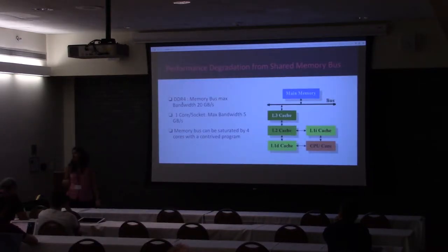So what do we know about the current DDR structure? With current DDR4, the maximum bandwidth that you can extract from a memory bus is around 20 gigabytes per second. And one core on a socket can already extract up to 5 gigabytes per second. So if you have four cores running really memory intensive tasks, you've already saturated the memory bus, and any additional task that you add will create contention for this shared resource, and you will have a lack of temporal isolation. So we know that theoretically this is going to be a problem, but we also want to see how bad this gets at an experimental level.